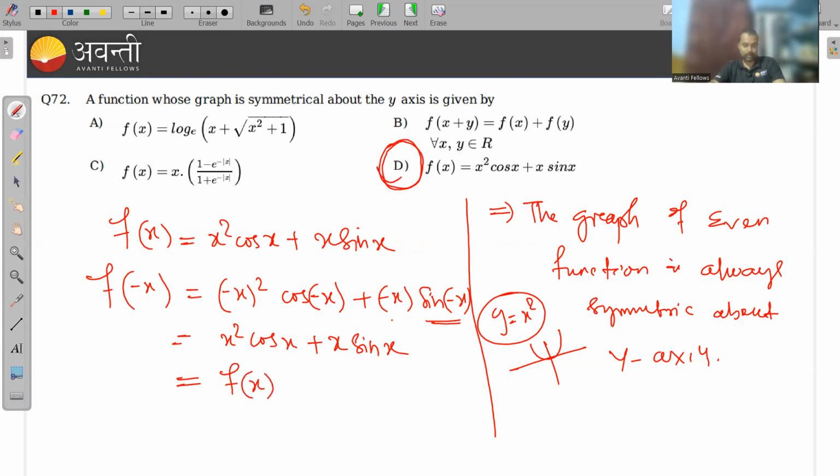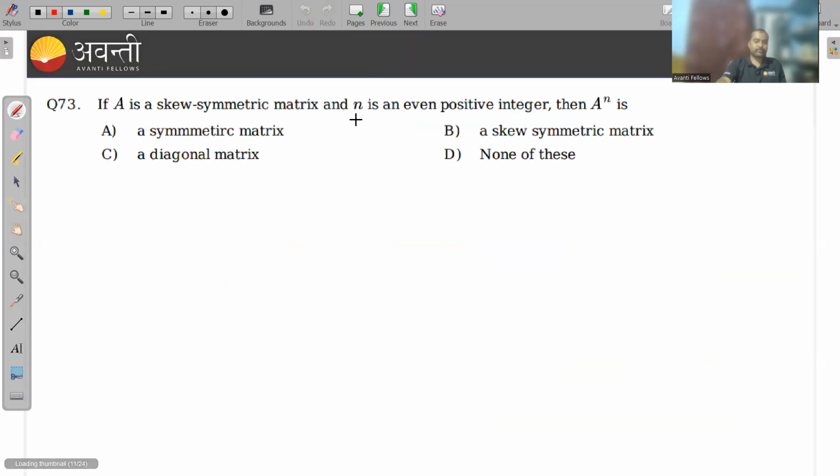So this even function is available in the option, and the graph of this function will be symmetric about the y-axis. Okay, so option D is the correct one. Option D is your correct answer. Okay, let's move to the next question here.